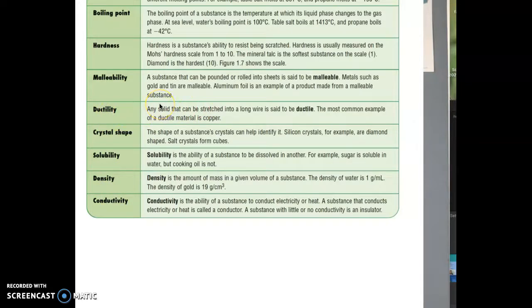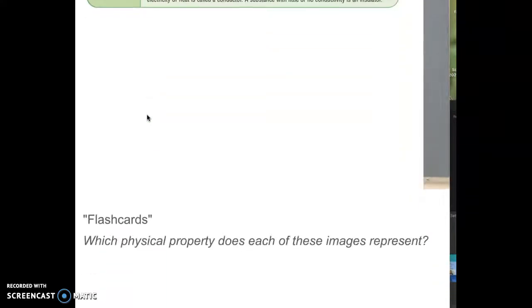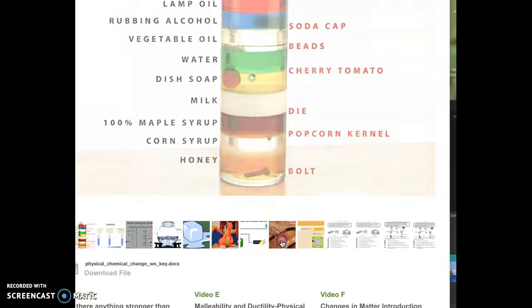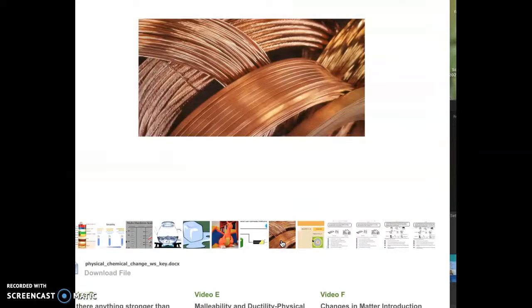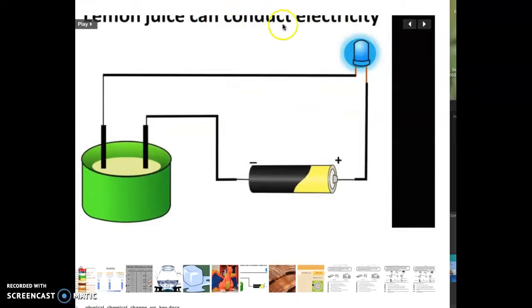This is one that kids never know what it is. It's: can you stretch it into a wire? Yes or no? If you can, then it's ductile. So my example for ductile is this one. Just since I have this open, what's this one? Conductive. So if you can conduct electricity in, I don't know what that is, lemon juice, and make a little LED light up, then it's conductivity.